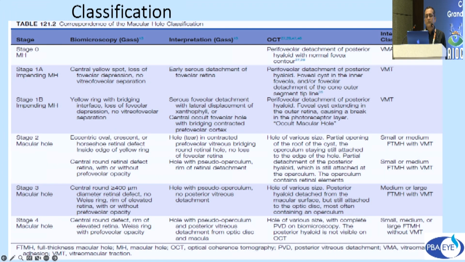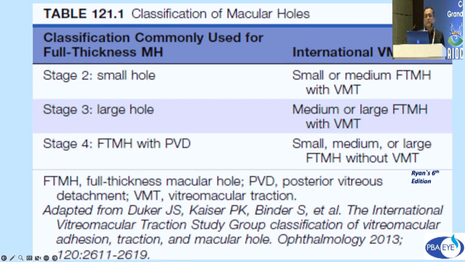The classification of the macular hole, I'm not going into too much detail. Basically stage 0, 1A, 1B, stage 2, 3 and 4. This is a classification commonly used for full thickness macular hole. Stage 2 is a small hole, a small or medium FTMH, full thickness macular hole, with vitreomacular traction. Stage 3 is a medium or large full thickness macular hole with vitreomacular traction. Stage 4 is a small, medium or large full thickness macular hole with PVD, without vitreomacular traction, where the PVD is already there.